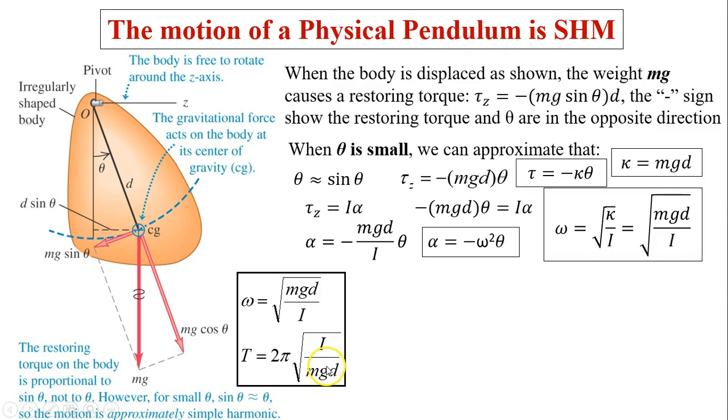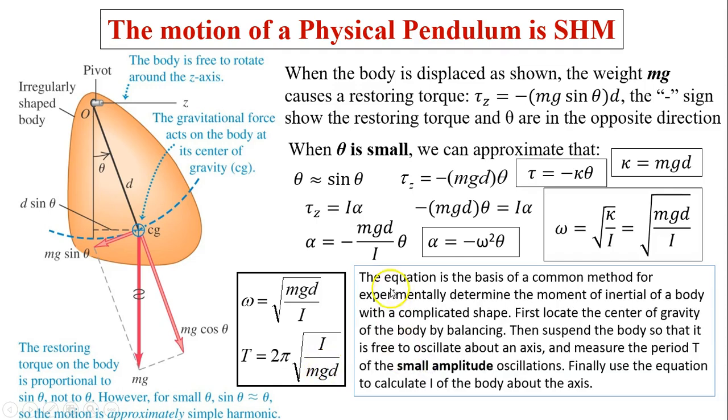This is a very important expression because this equation is the basis of a common method for experimentally determining the moment of inertia of a body with a complicated shape. First, we need to find the center of gravity of the body by balancing. You can put the object on a fulcrum where it balances. That is the center of gravity.